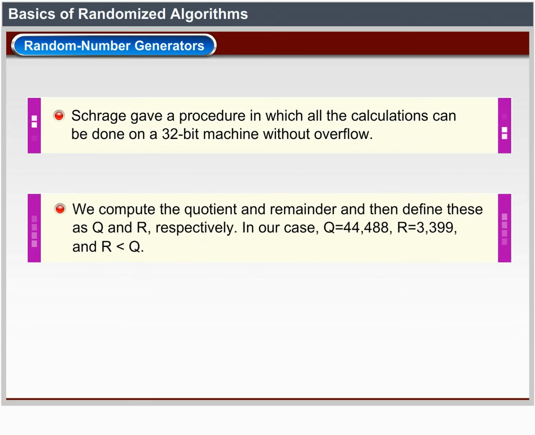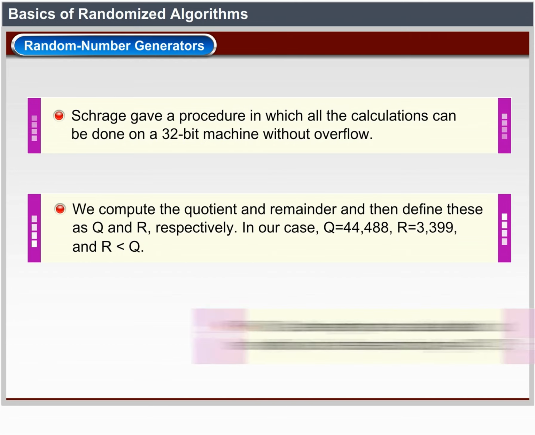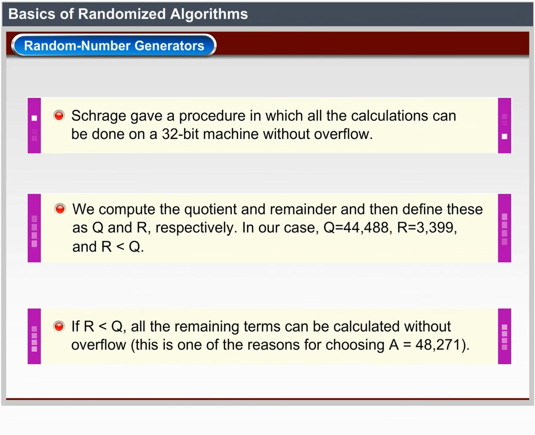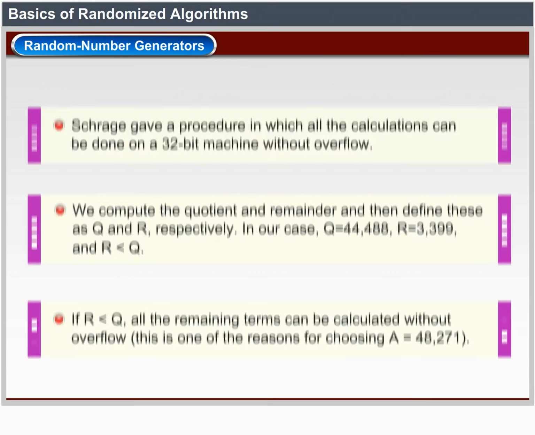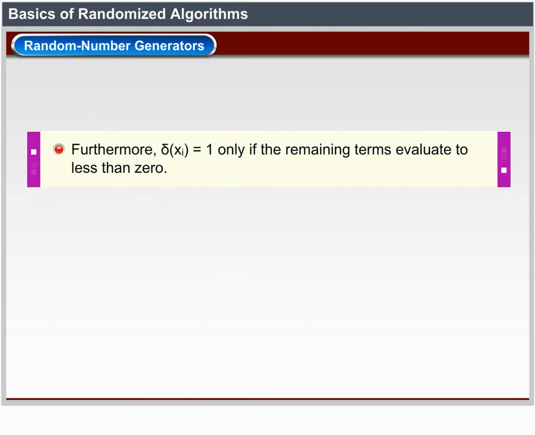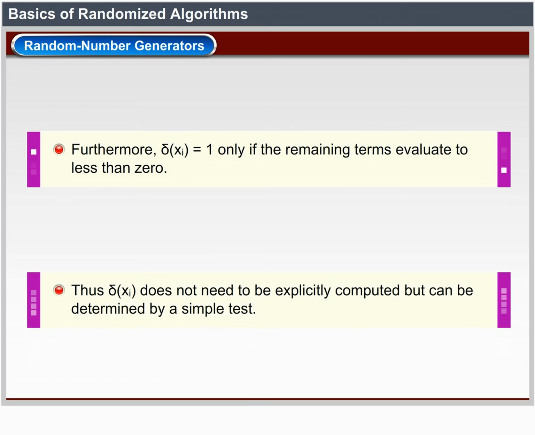We compute the quotient and remainder and then define these as Q and R respectively. In our case, Q equals 44,488, R equals 3,339, and R is less than Q. If R is less than Q, all the remaining terms can be calculated without overflow. This is one of the reasons for choosing A equals 48,271. Furthermore, delta of x_i equals 1 only if the remaining terms evaluate to less than 0. Thus, delta of x_i does not need to be explicitly computed but can be determined by a simple test.